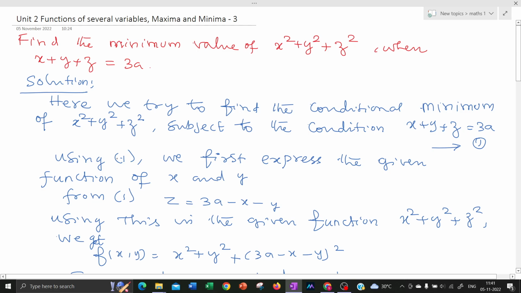Now using equation number 1, what is equation number 1? x plus y plus z equals 3a. Then we can rewrite this equation as z equals 3a minus x minus y. That means it is a function of 3 variables. We convert this function of 3 variables into 2 variables for our convenience.